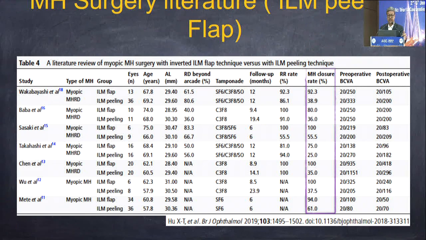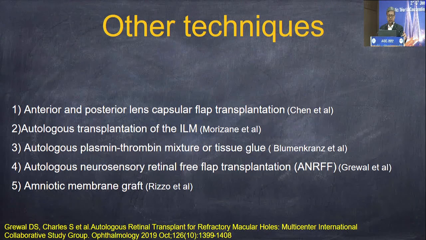If you look at the study of myopic macular hole, comparing the flap technique and the peeling technique, there is a lot of difference in outcome. So it suggests that if you want to do peeling in cases of macular hole with or without RD in a myopic patient, the inverted flap technique gives a better result. Other techniques have also been described. Conventional peeling is like a dustbin: you peel and plug it into the macular hole. It should not be done. Actually, the flap is the better method.